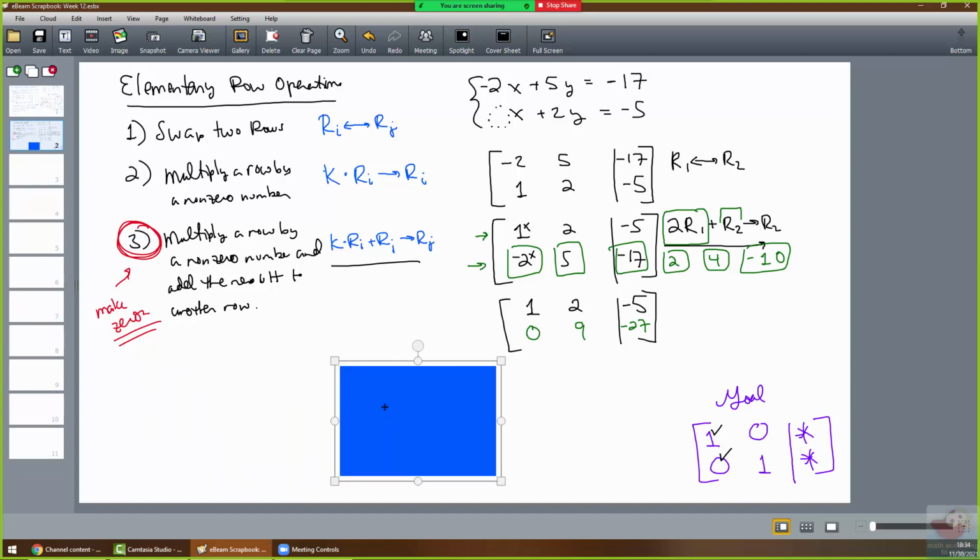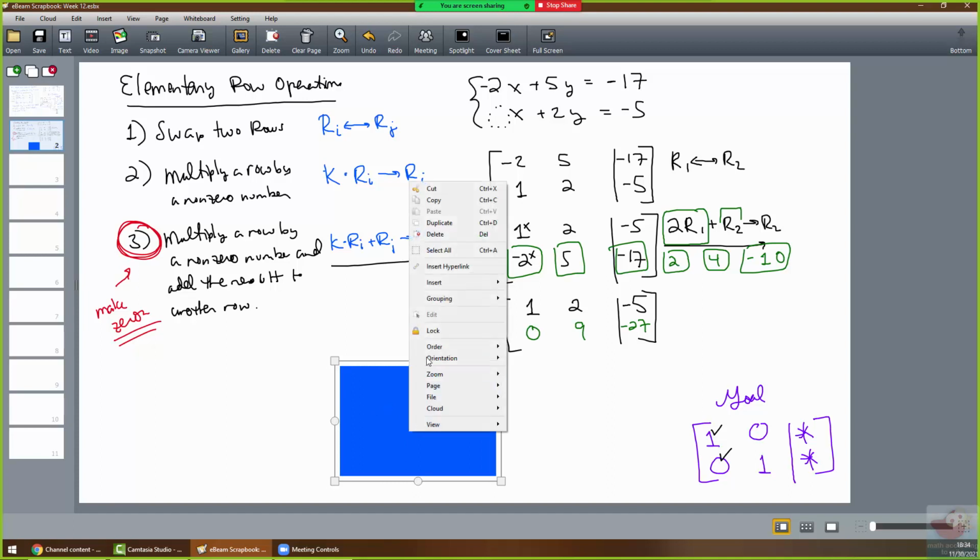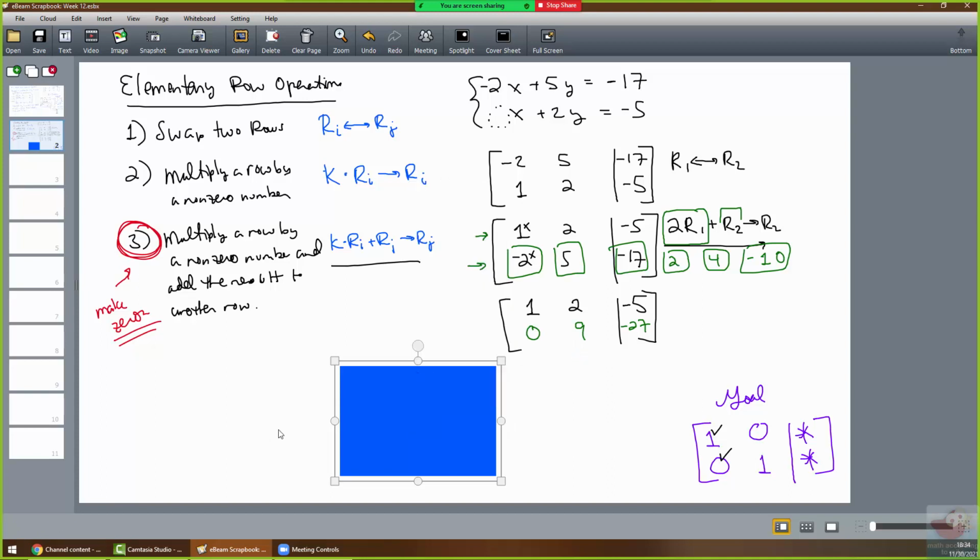I really wish... do I have to right click on it? Oh, that's the dumbest thing. Is it orientation? No. Is it order? Bring to front. All right. I think that's all it is.